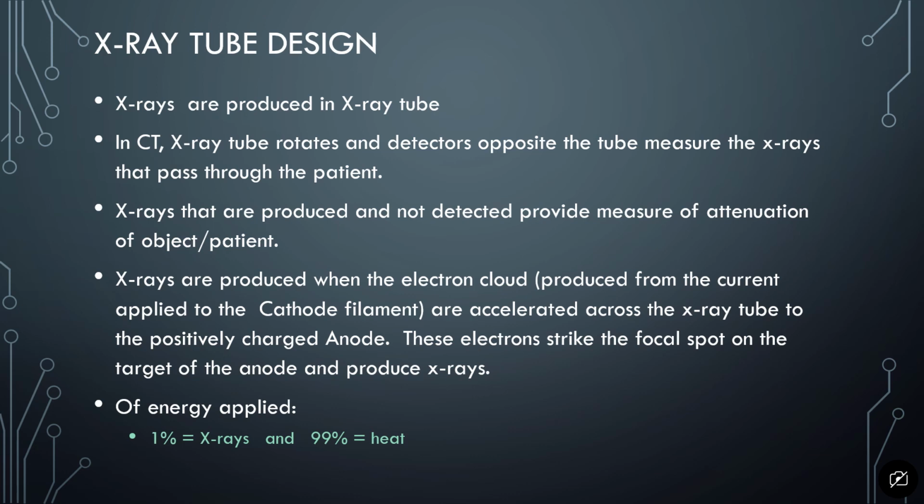But of the energy that's applied in the X-ray tube, only 1% is X-rays and 99% of it is heat. So it's very important with X-ray scanners that they are warmed up first before you start using them, because you have to give that filament time to warm up and have enough voltage to be able to produce the X-rays. But it's also important to have cooling systems, because the entire process does create a lot of heat.